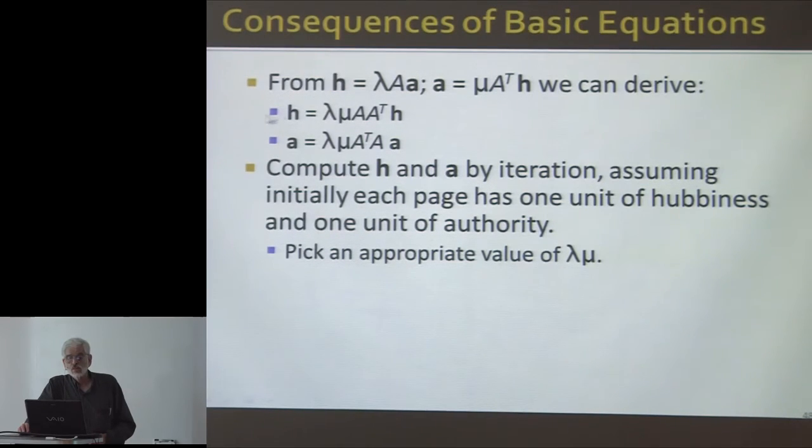So, for example, I could compute H by iteration, start again with some random, any vector I liked for H. I could just multiply that by A transpose. And then I could pick a suitable value of lambda mu. It doesn't even matter. It doesn't even have to be the same at each iteration, just as long as I keep the numbers from growing too large.